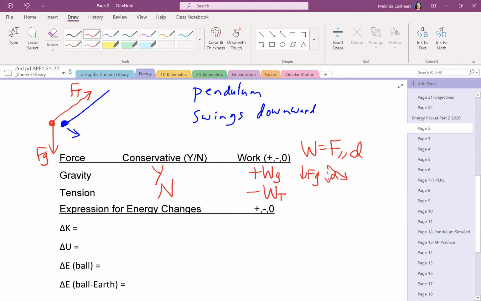It would be positive because the downward force of gravity and that component of the distance that's down would have a separation of 0 degrees, right? Down and down would be 0 degrees, and that would yield a positive work. Where tension is pulling more, you know, up as a component, and the downward motion, that would be 180 degrees, so tension's doing negative work. Okay.